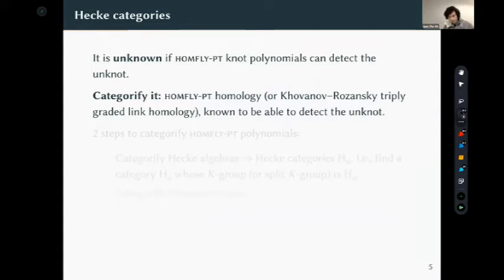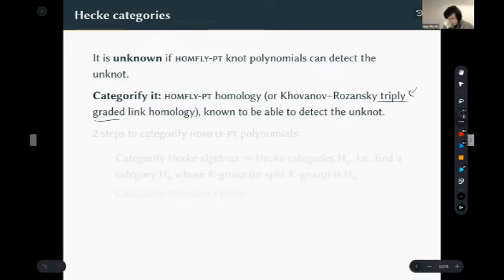Okay, so there's the word triply graded. Remember that the HOMFLY-PT polynomial is a polynomial in two variables, q and t. So if you want to categorify it, then you need at least something that has two gradings, so that when you decategorify, the two gradings become the two variables q and t. And the interesting point is that HOMFLY-PT homology is actually stronger than just a naive categorification. It actually has three gradings. Okay? So this is actually quite powerful.